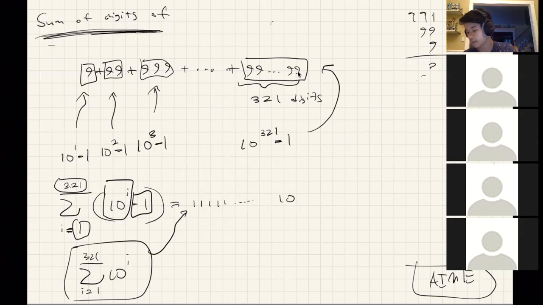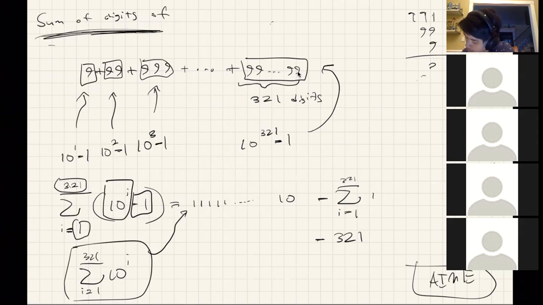So the other thing is going to be negative. We're going to subtract the sum of 1 from i equals 1 to 321. This is just 321. All right.